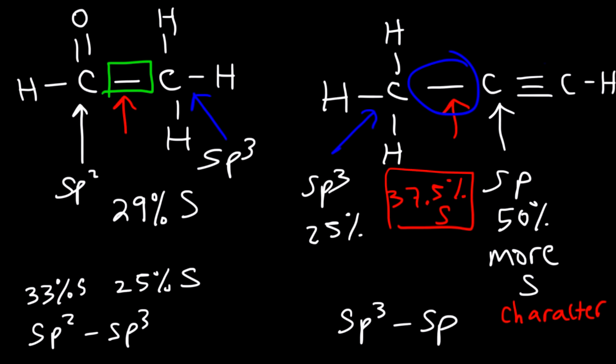Plus you can see that it's next to a triple bond. So this triple bond will have an influence on this bond here. So the adjacent triple bond causes this bond to be shorter than this one. So keep that in mind. A bond with more s character is usually shorter and stronger. A bond with more p character is usually weaker and longer.